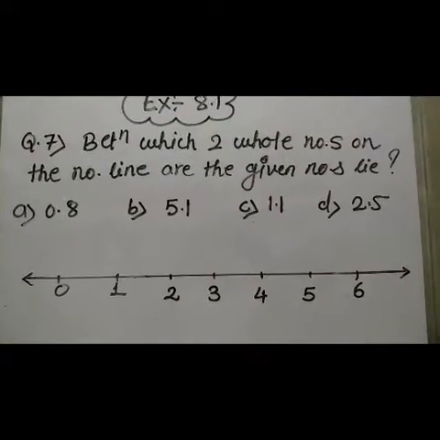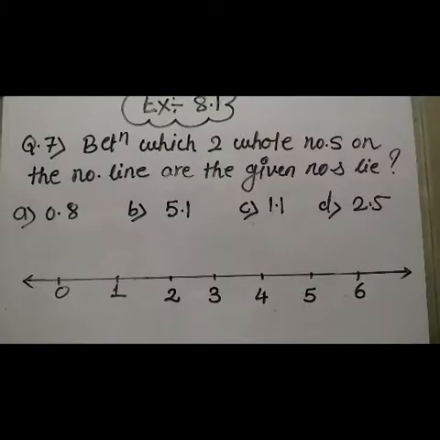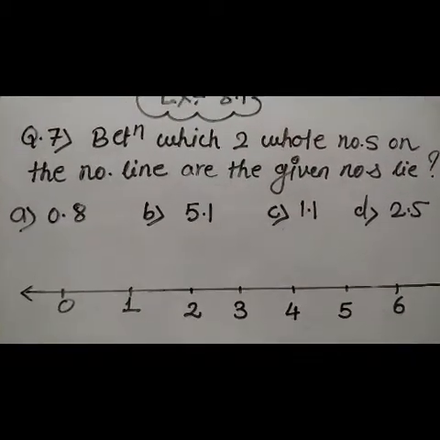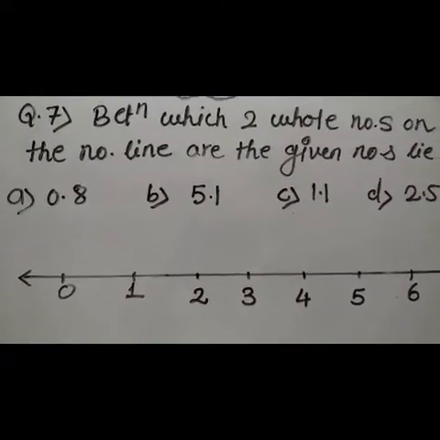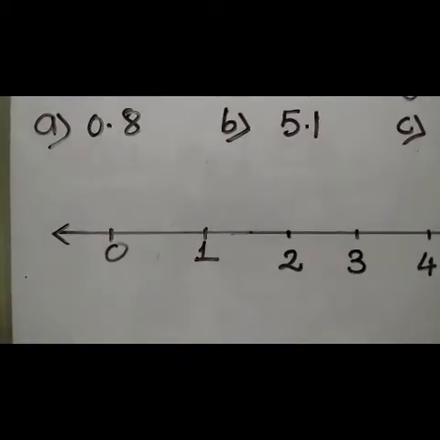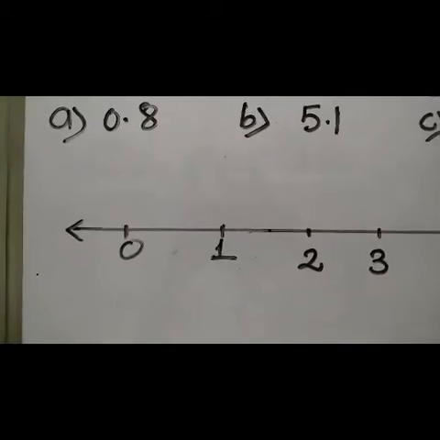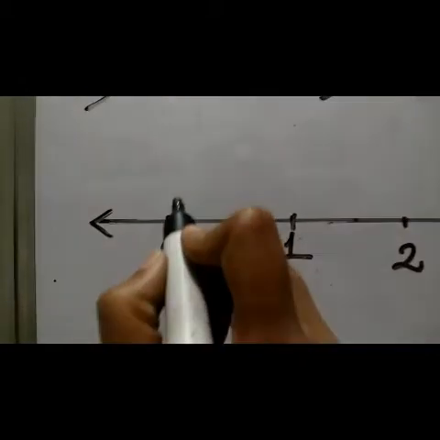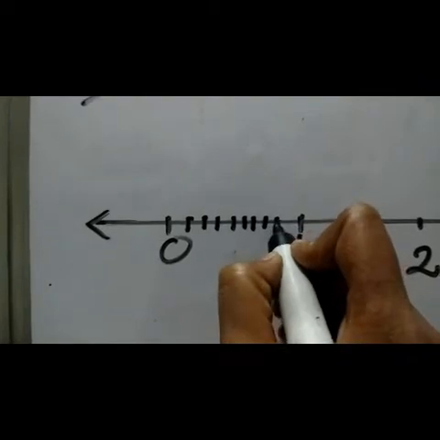We are asked to find out between which two whole numbers on the number line they are lying and which of the whole numbers is nearer to the given number. Now the first decimal number is 0.8, right? So let us find out 0.8 lies between which two whole numbers. Children, here you can see the two whole numbers 0 and 1, right? Between two numbers on the number line there are small 9 lines. See, I am going to draw 1, 2, 3, 4, 5, 6, 7, 8, 9. And here the 10th line is of 1.